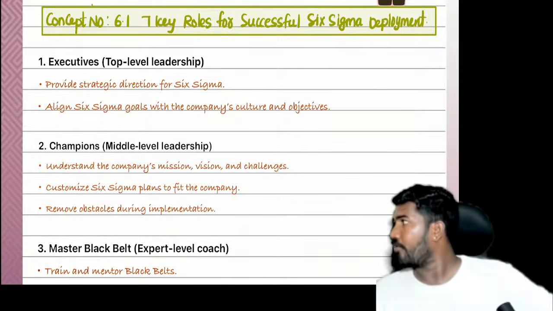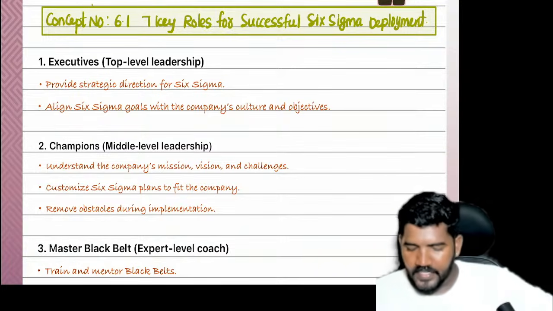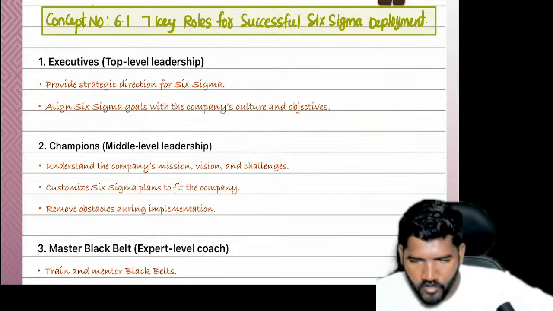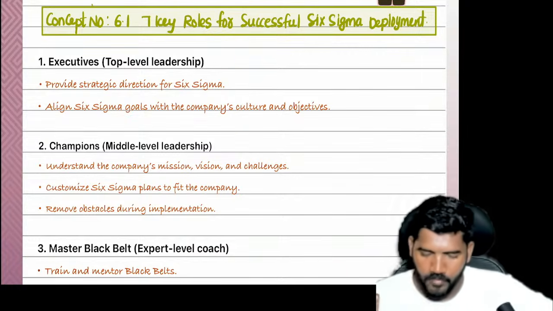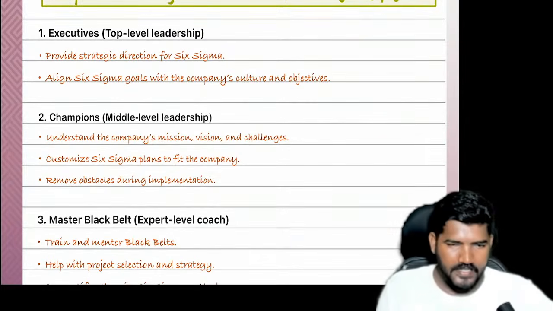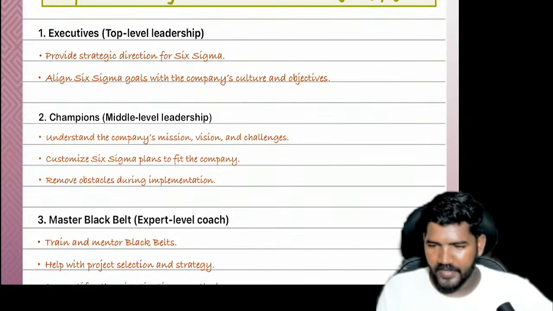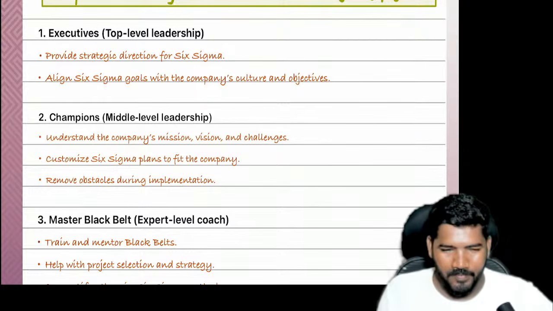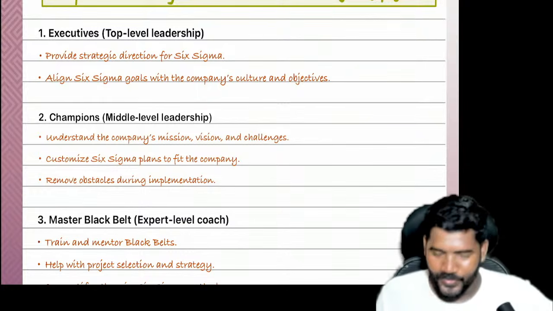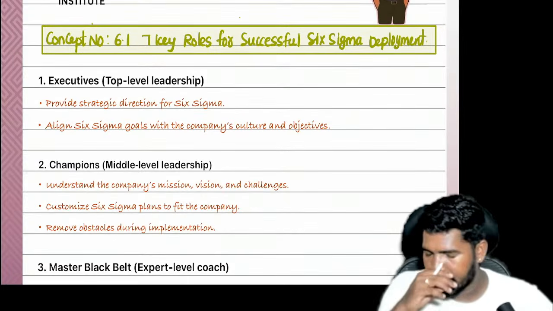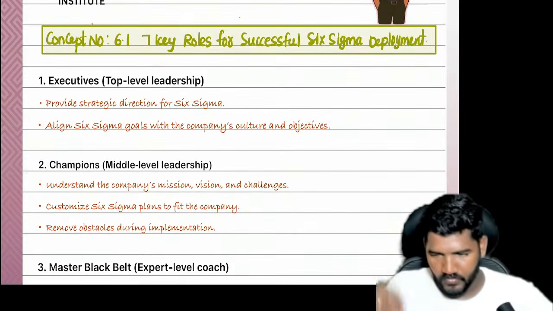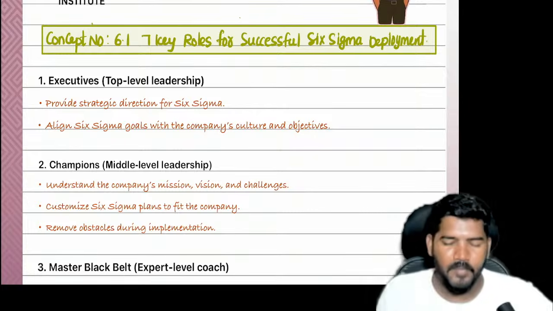Next, another important concept: seven key roles for successful Six Sigma development. It's like karate, with black belt, blue belt, white belt, that kind of information. It's not a karate belt, sir. These are the persons, or key personnel, involved in a Six Sigma process.